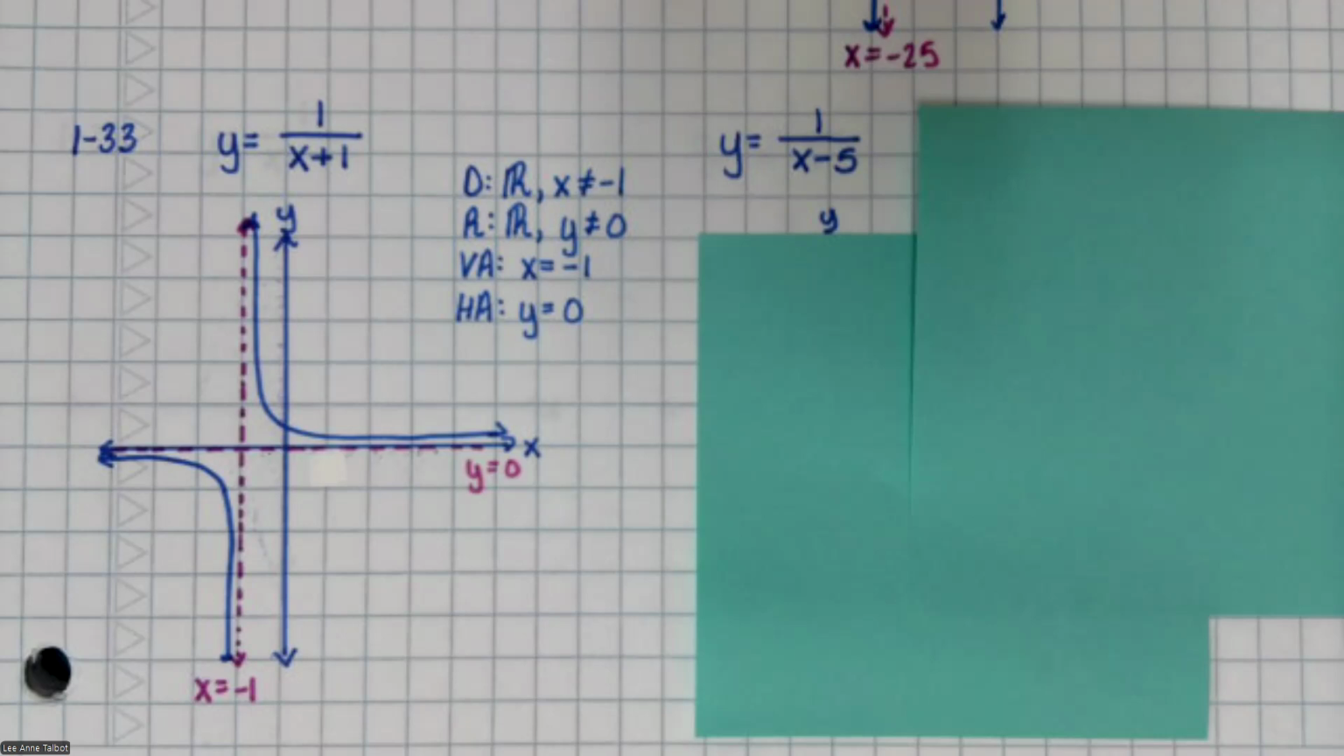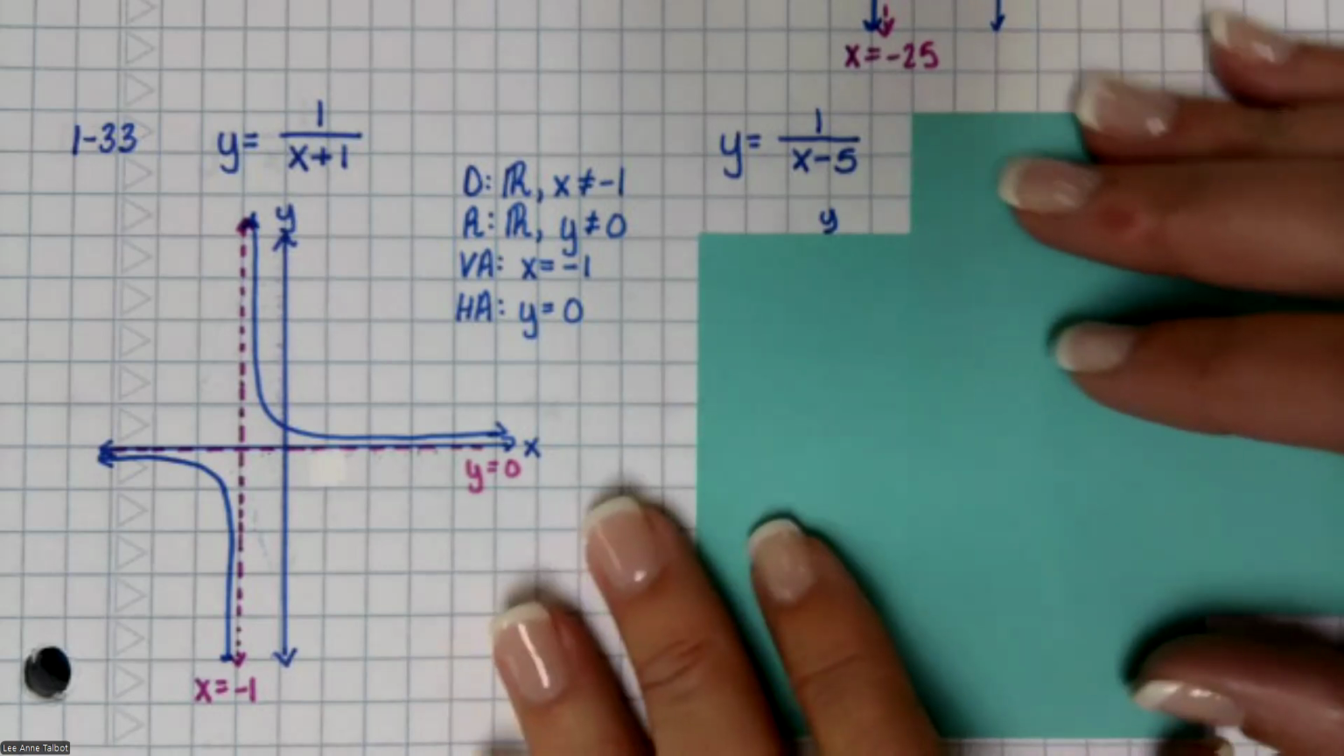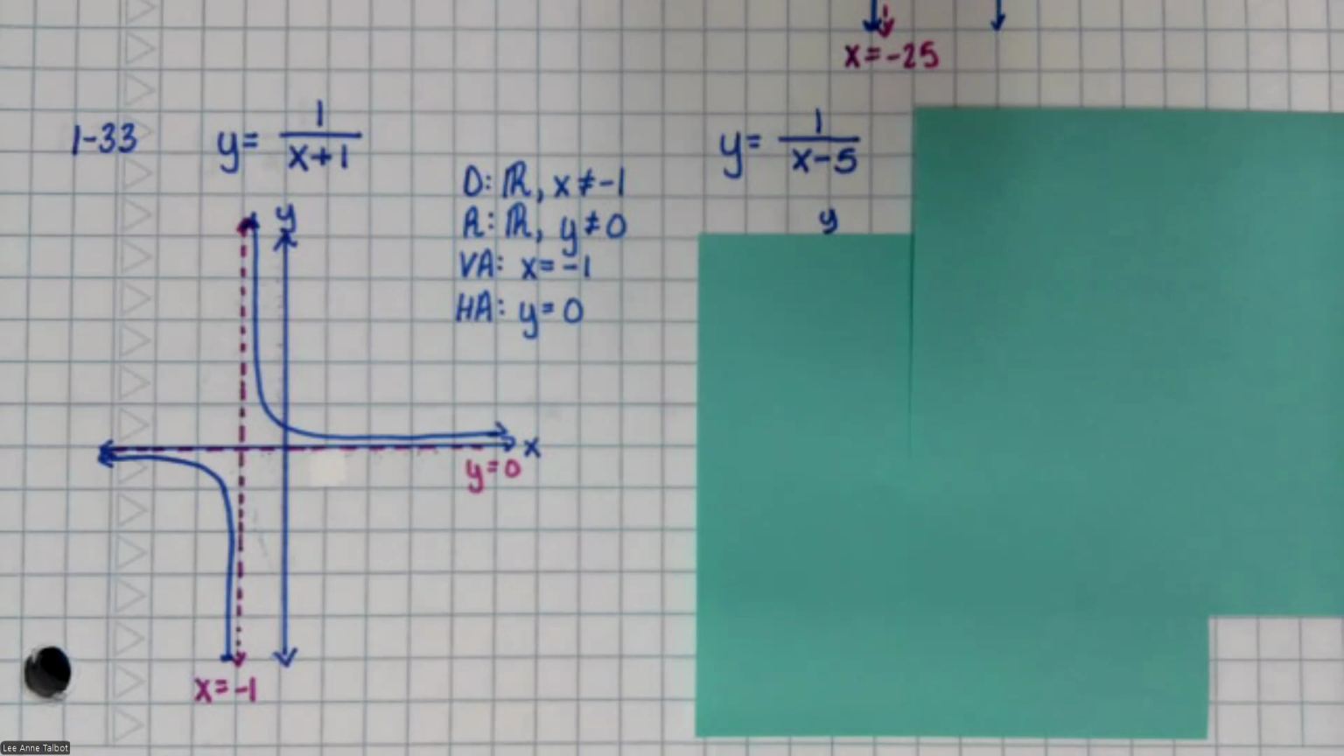So y equals 1 over x minus 5. So that means that, like we all guessed, it's rational. x minus 5 equals 0. Right, it's saying the same thing every time. That means that x equals 5, guys. So x equals 5.